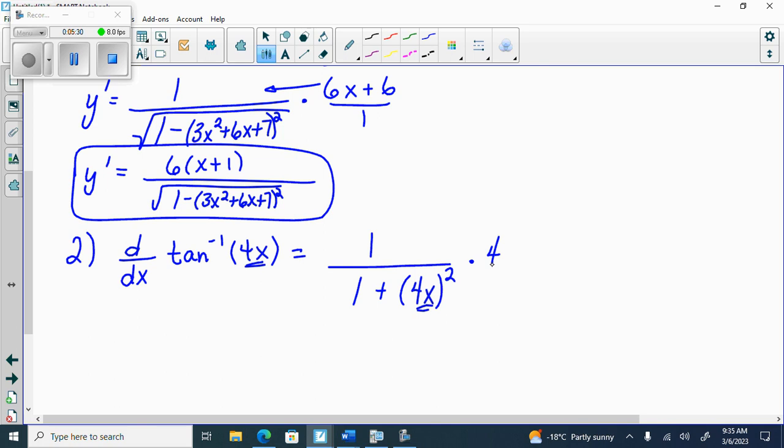Okay. So we're going to get 4 over 1 plus 16x squared. They'll often expand this one because, well, it's short.